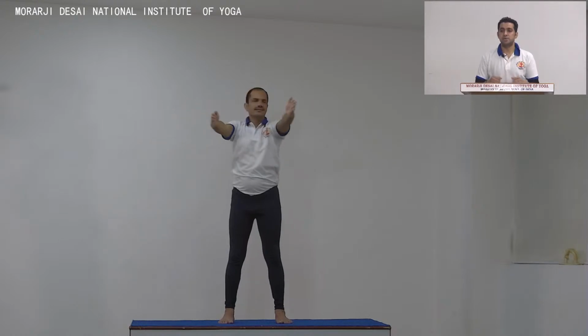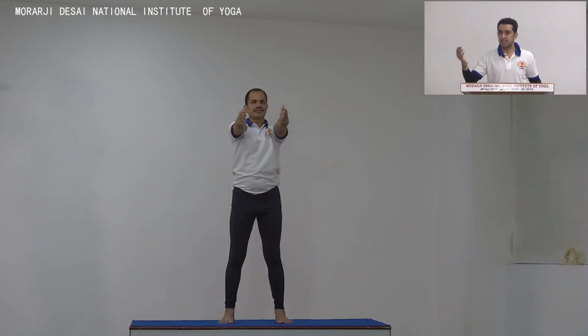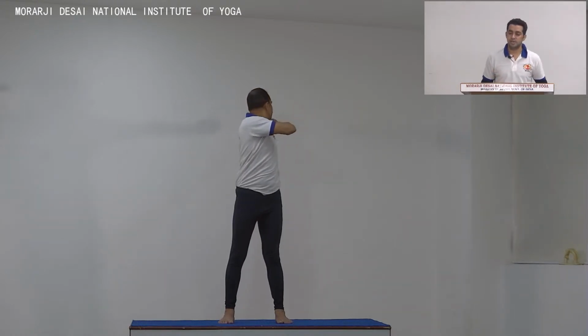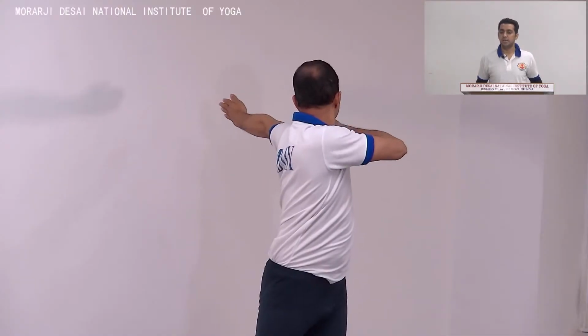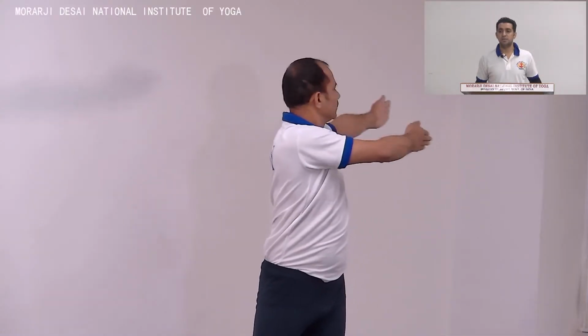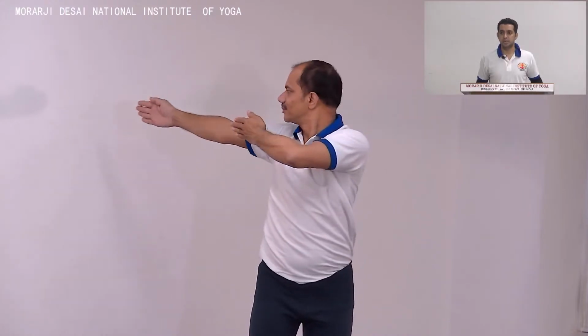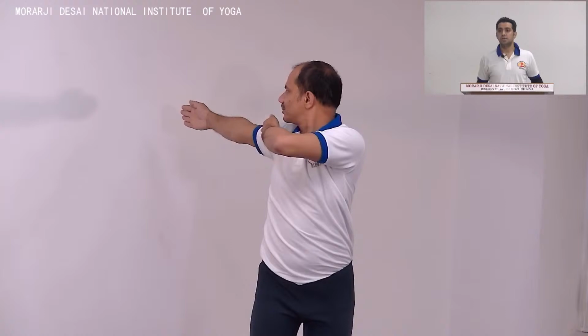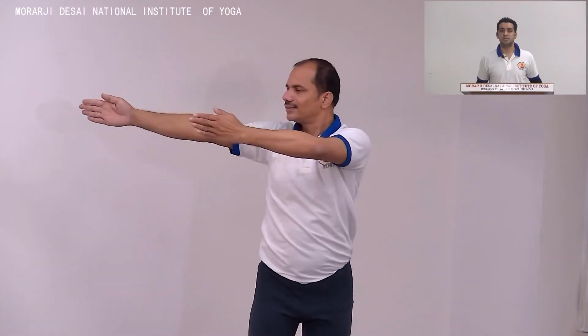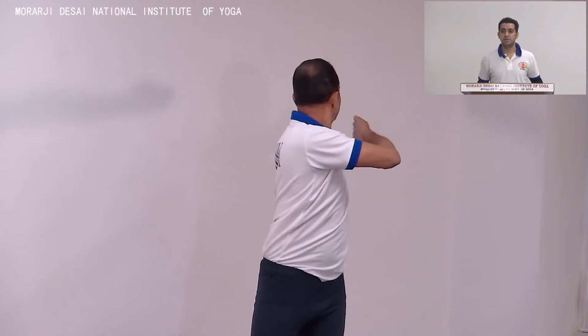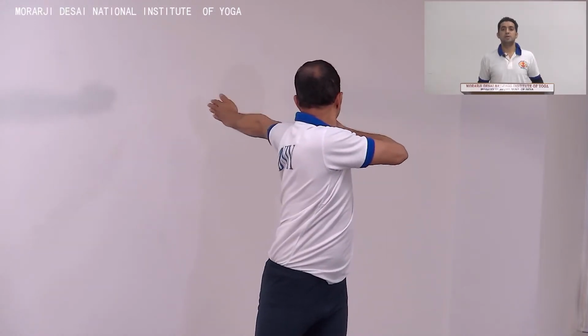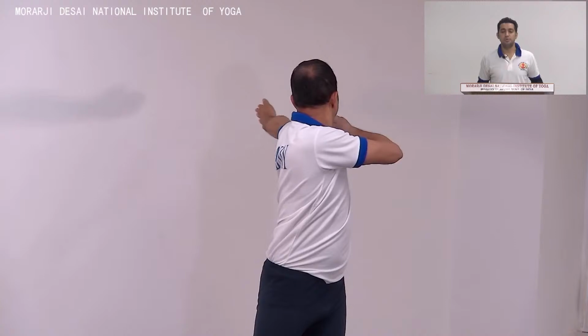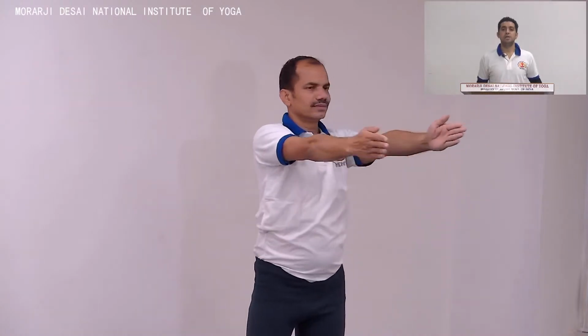Inhale, come to the center. Exhale, left side. Inhale, come to the center. Exhale, twist it, twist it. Inhale, come to the center. Exhale, left side. Twist more. Inhale, come to the center. Now bring your arms down.